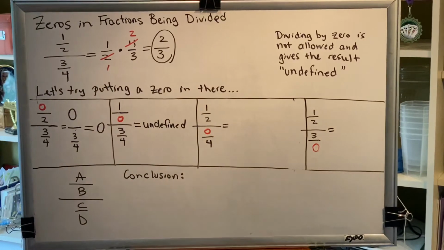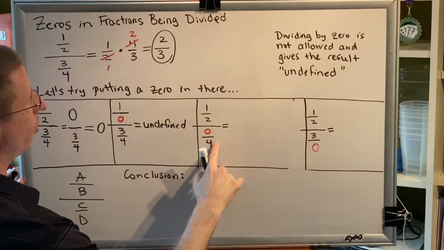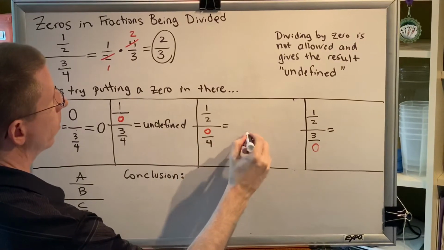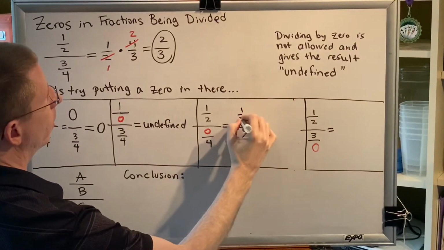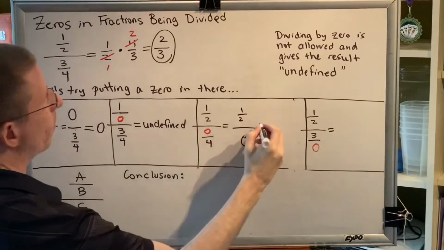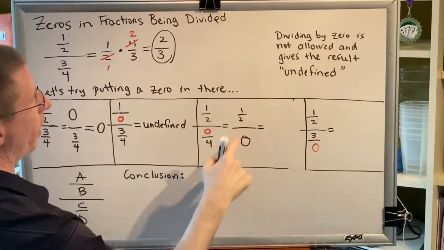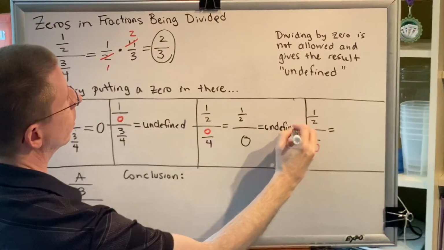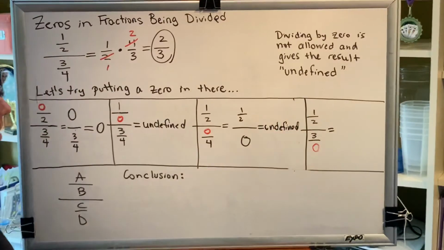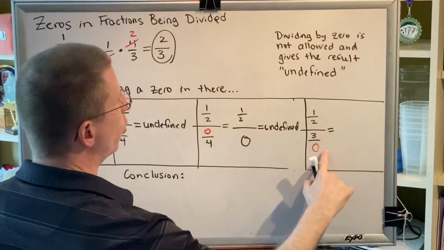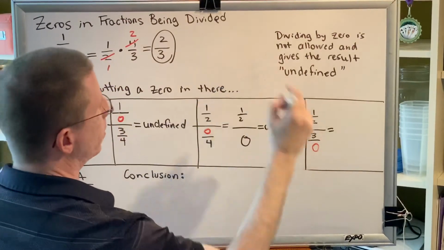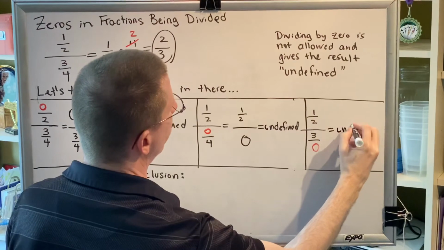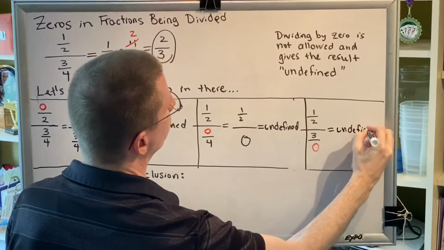Okay, next problem. In the denominator, we have 0 divided by 4, which is 0. And so now we have 1/2 divided by 0. Well, division by 0 is undefined. And in our final problem, in our denominator, we have 3 divided by 0. Division by 0 is not allowed, and so we get the result undefined.